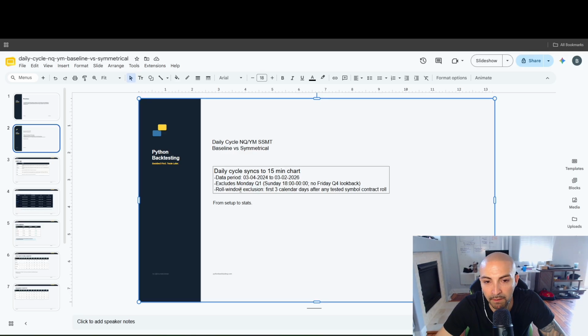And then I did have a roll window exclusion. Every few months there is a contract change with futures contracts, and the Databento data that I purchased and TradingView roll on different calendar days. Since they do that, I exclude the first 3 calendar days for the sake of accuracy. Okay, first thing we'll do is look at the charts. We'll look at what the asymmetrical and symmetrical sequential SMT is, and then we'll go into the data.